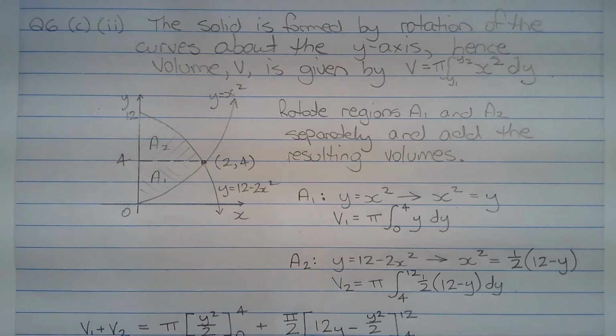So for region A1, we have y equals x squared, hence x squared is equal to y. And the volume is pi times the integral from y equals 0 to y equals 4 of y dy. And for region A2, y is equal to 12 minus 2x squared. We need to make x squared the subject. So x squared is equal to half times 12 minus y. And the volume is equal to pi times the integral from y equals 4 to y equals 12 of half times 12 minus y dy.